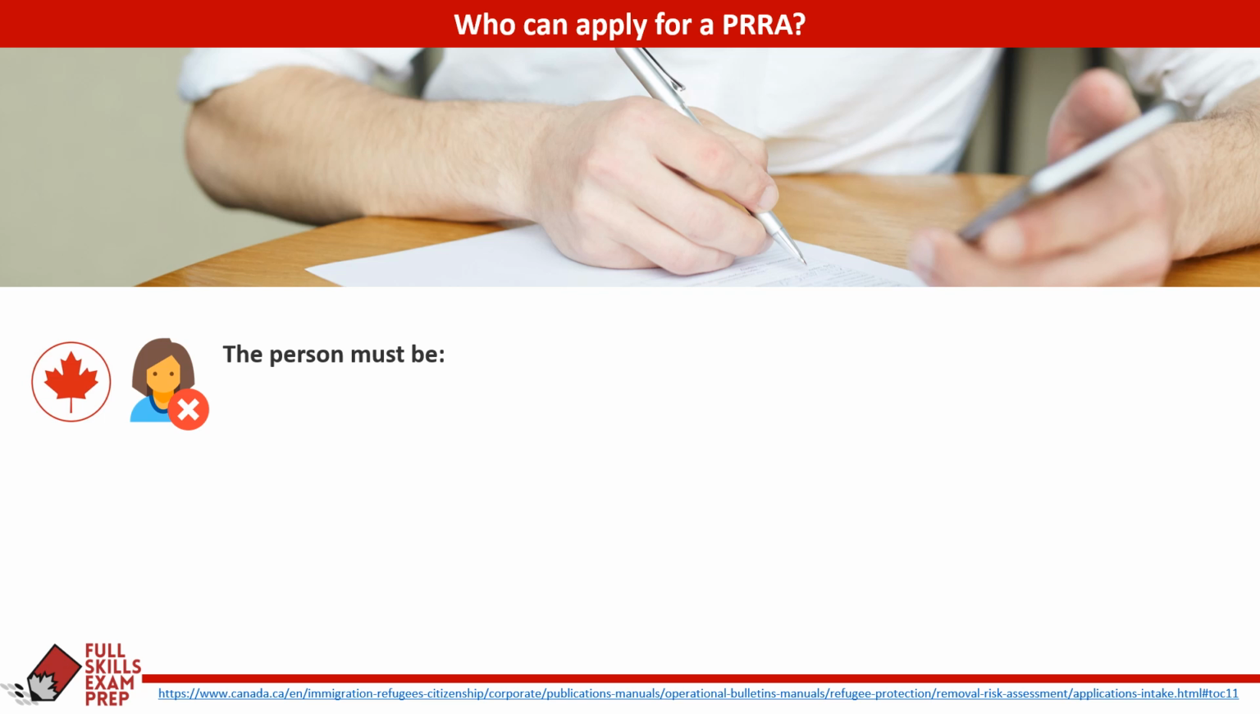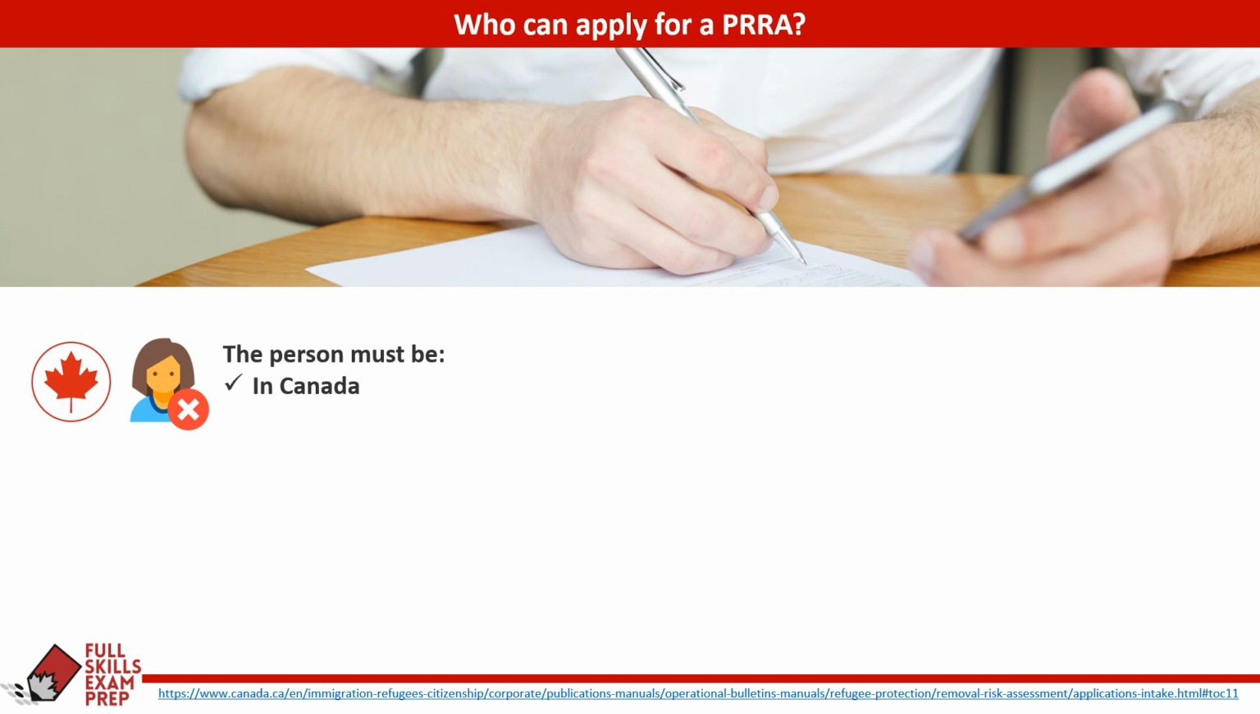Now, the person who is applying for the PRRA has to be in Canada. Let's say you have an example in your exam of a person who is in Mongolia, and the person wants to apply for a PRRA, or the person is in danger and wants to apply for refugee status at the Canadian Embassy. Well, it just doesn't work like that, right? People can't apply for refugee protection at a Canadian embassy.